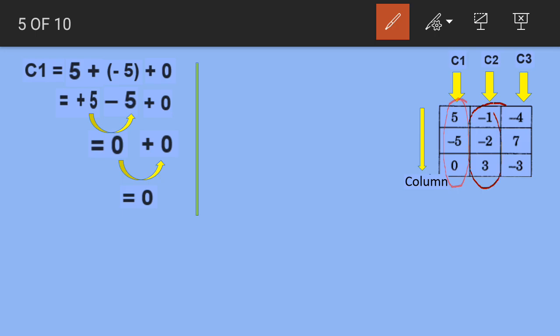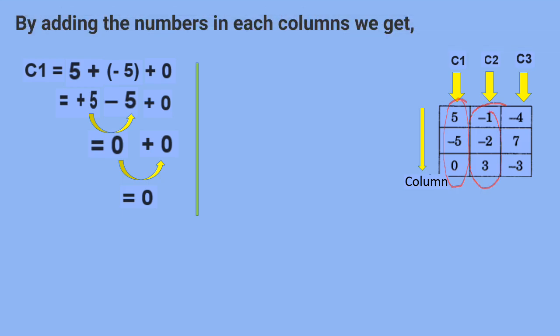For column 2, I will take minus 1 plus minus 2 plus 3. The next step, I will remove all the brackets. Here, look, plus into minus, minus 2 plus 3. Three integers have come, so I will take the first two integers.